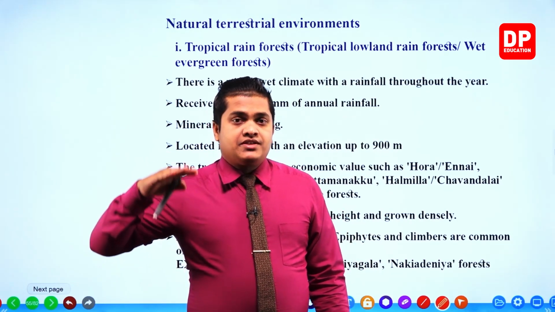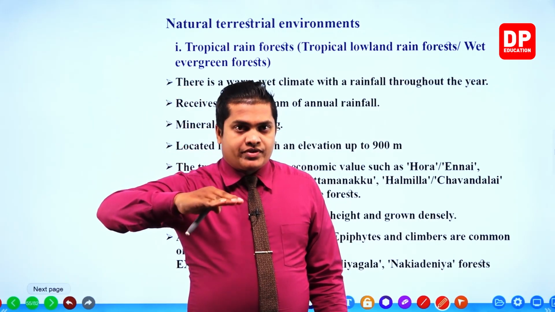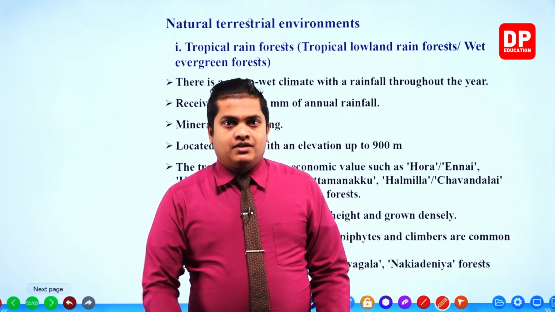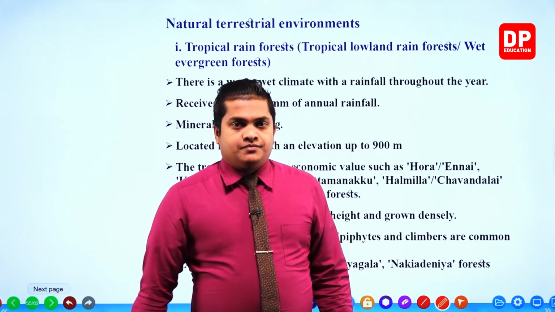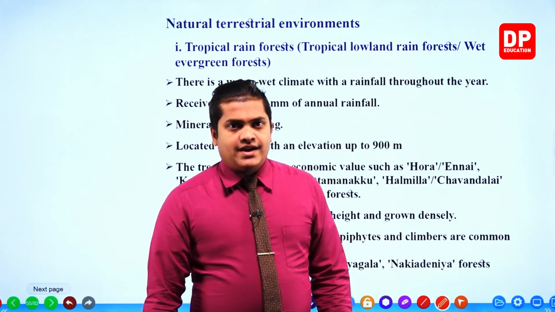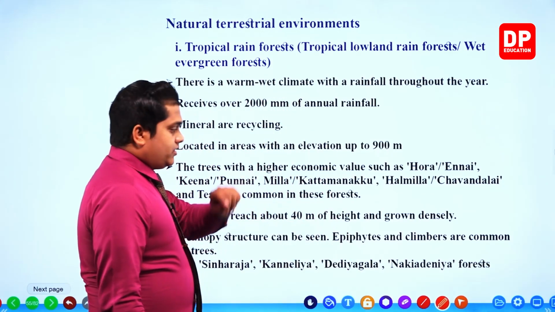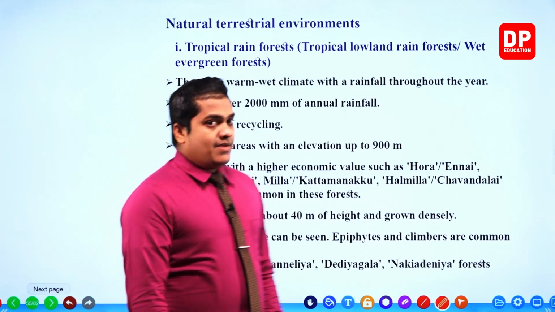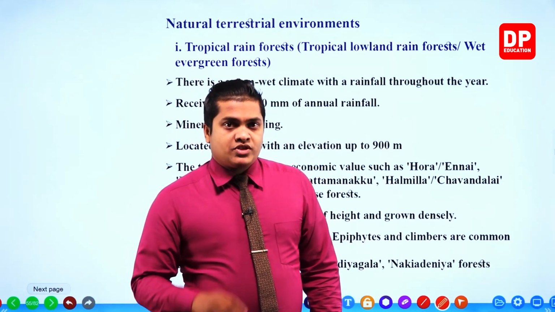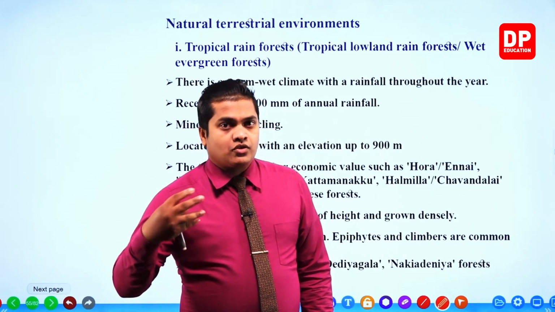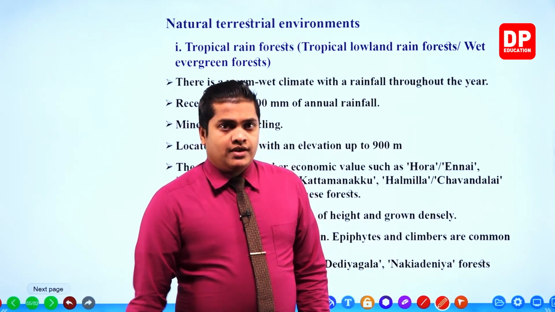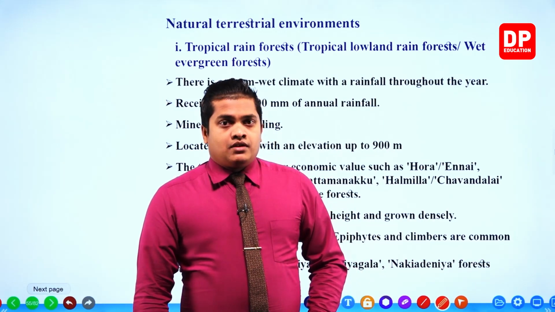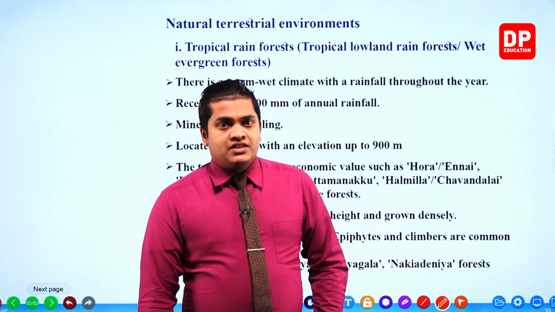That means heavy trees, then after that smaller trees, then even smaller trees, then grasslands. Okay, canopy structure. Then the other thing is that epiphytes and climbers are common on trees. Epiphytes are plants which grow on another support. So epiphytes and climbers are plentiful in these forests.